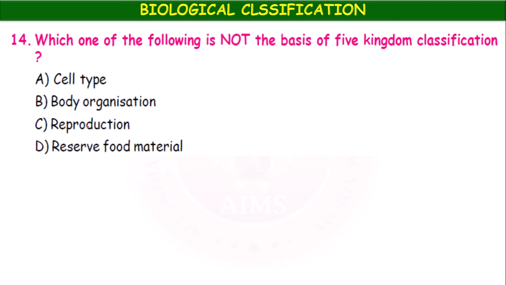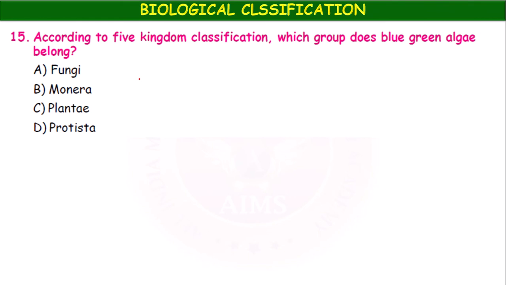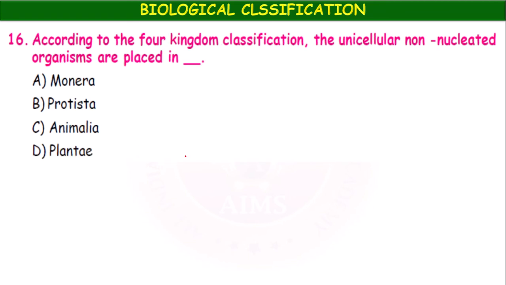Which one of the following is not the basis of 5 kingdom classification? Cell type, body organization, reproduction, reserve food material. It is the reproduction. According to 5 kingdom classification, to which group do blue green algae belong? Fungi, Monera, Protista, plantae. Monera. Cyanobacteria, blue green algae means Monera. According to the 4 kingdom classification, the unicellular non-nucleated organisms are placed in Monera, Protista, Animalia, plantae. It is again Monera.